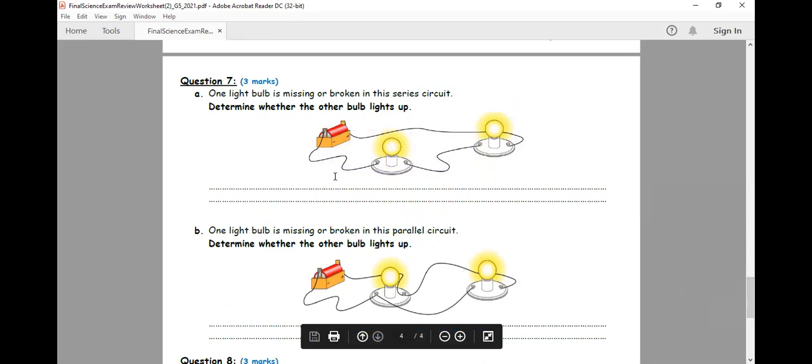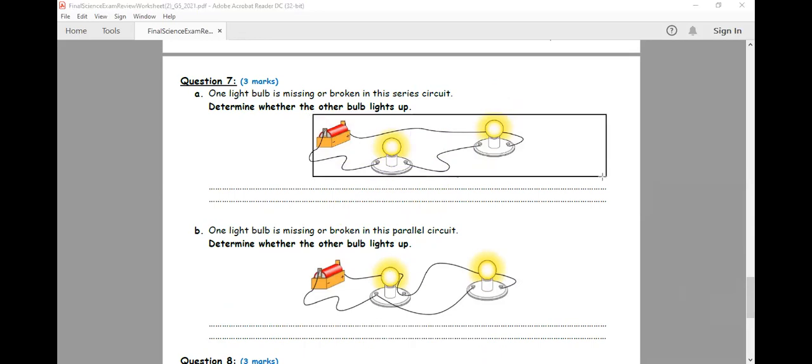One light bulb is missing. Determine whether the other light bulb will light up. Miss, we did them in a worksheet, but I don't know where the worksheet is. Look at this circuit. Is it a series circuit or a parallel circuit? Series circuit, because they are all linked together. This is a series circuit.